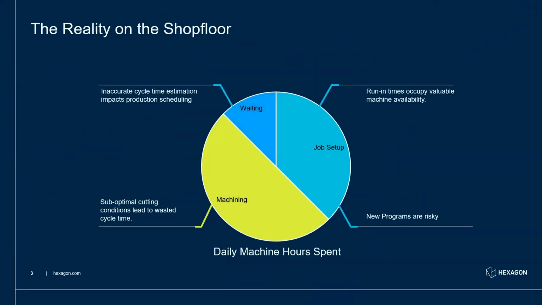I will take a quick note of the best advantages, and I will also show the interfaces between NC Simul and ESPRIT EDGE and other CAM software as well. This is the general reality on the shop floor, how machine hours are spent every day. Sometimes the cycle time estimation is inaccurate, sometimes runs occupy valuable machine availability, and suboptimal cutting conditions lead to wasted time. These are the daily machine hours we spend on our shop floor every day.